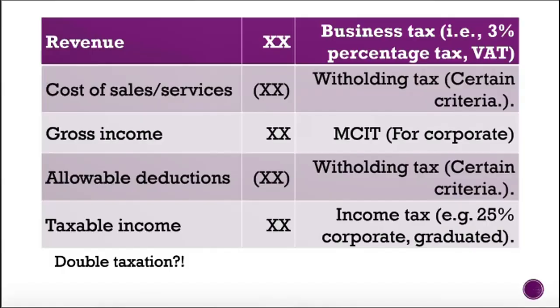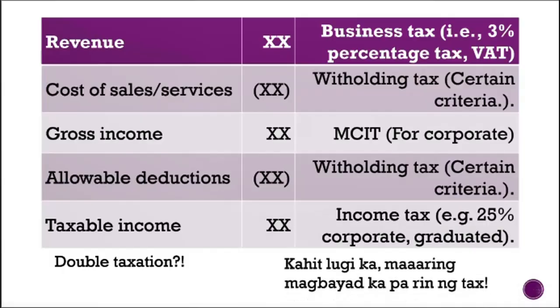Now, pagdating naman doon sa minimum corporate income tax, medyo controversial siya kasi usually the idea is pag meron kang taxable income, papatawan ka ng income tax. However, if you will incur net loss, negative yung taxable income mo, then usually wala kang income tax at that rate. However, since merong minimum corporate income tax, it's possible na kahit lugi ka, maaaring magbayad ka pa rin ng taxes.